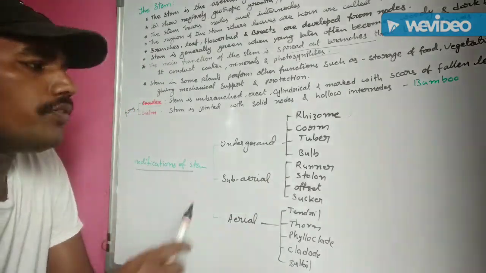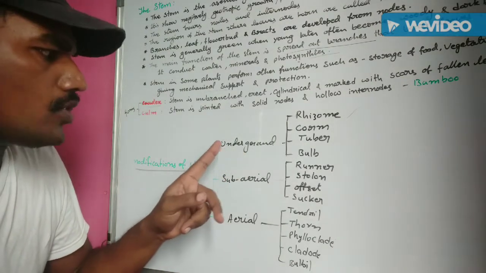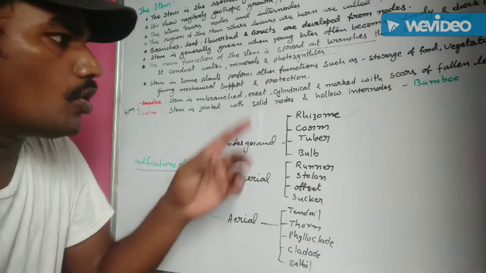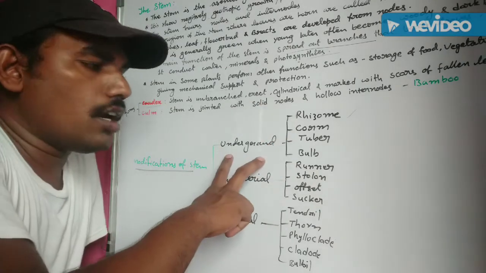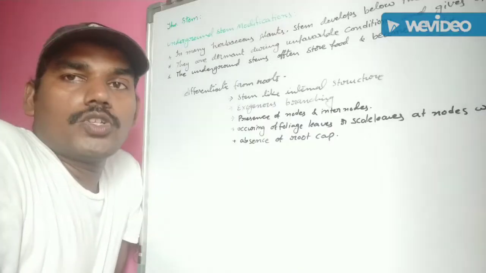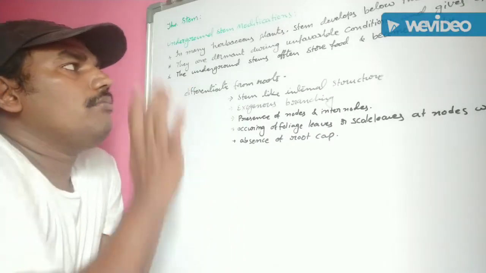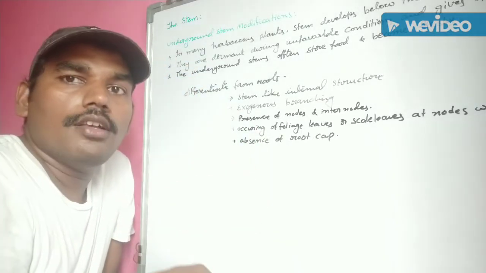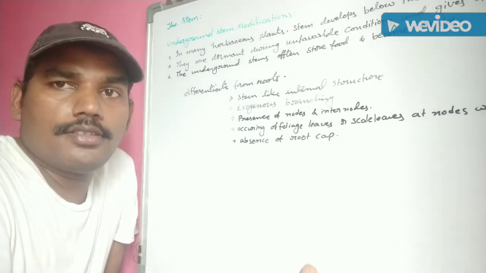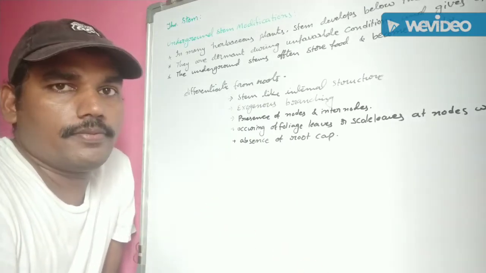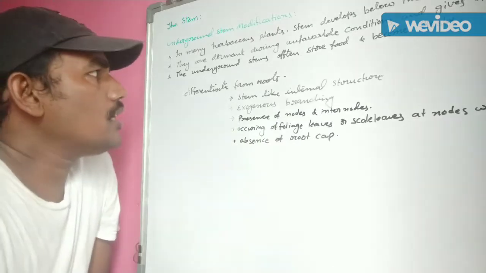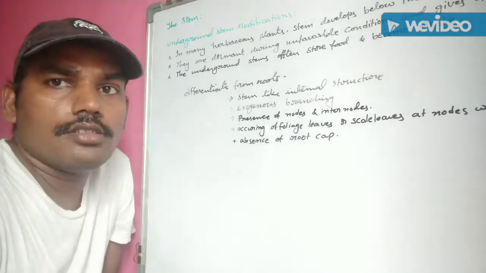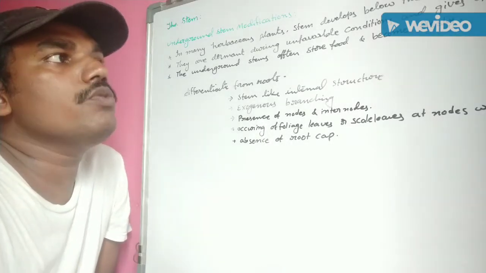In this way, the stem modifications are mainly categorized into three: underground, subaerial, and aerial. Let us discuss one by one. The first one is underground stem modification. Underground stem means in many herbaceous plants, the stem develops below the soil. This type of stem is known as underground stem. These underground stems are dormant during unfavorable conditions, and in favorable conditions they give aerial shoots.